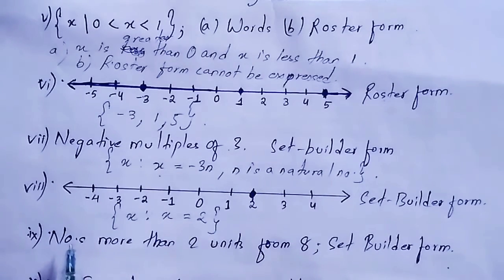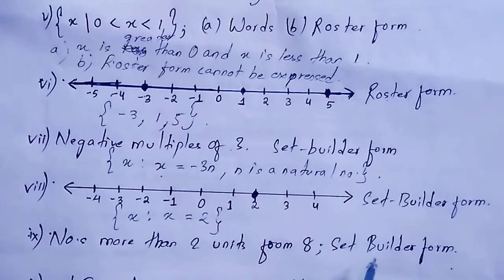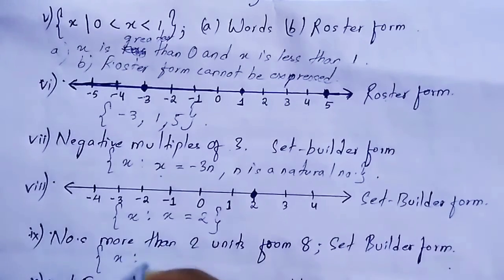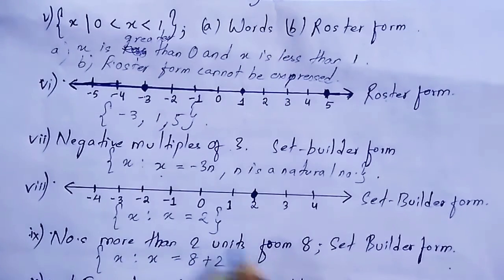Next number 9. Numbers more than 2 units from 8. So more than 2 units from 8 means 8 plus 2. So you need to express this in set builder form. So in set builder form, it is going to be x is such that x is equal to 8 plus 2. 2 units from 8. That means you need to add 2. So x is such that x is equal to 8 plus 2. This will be your answer.